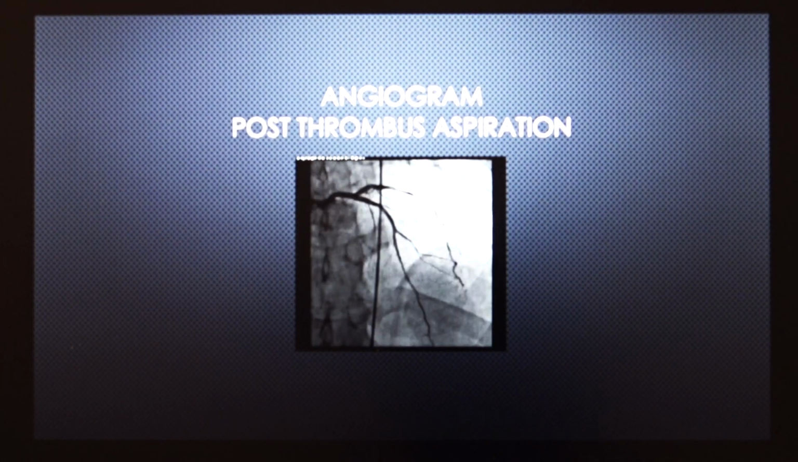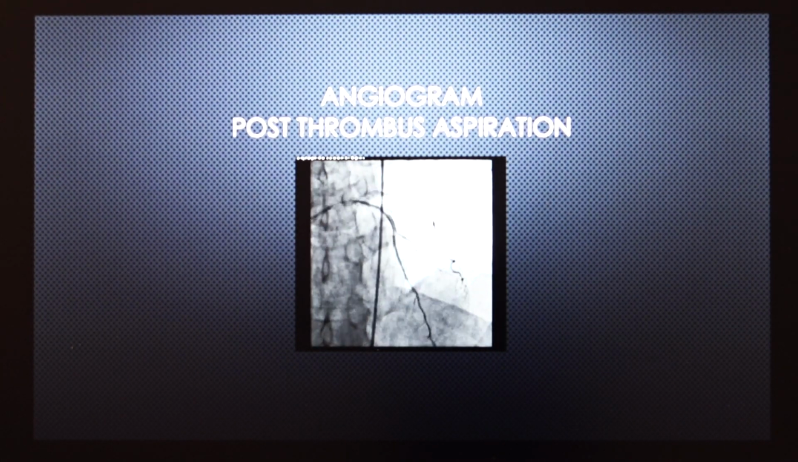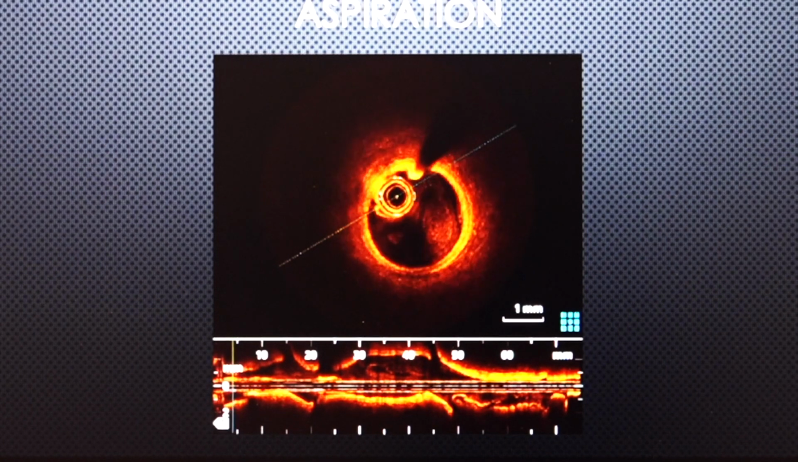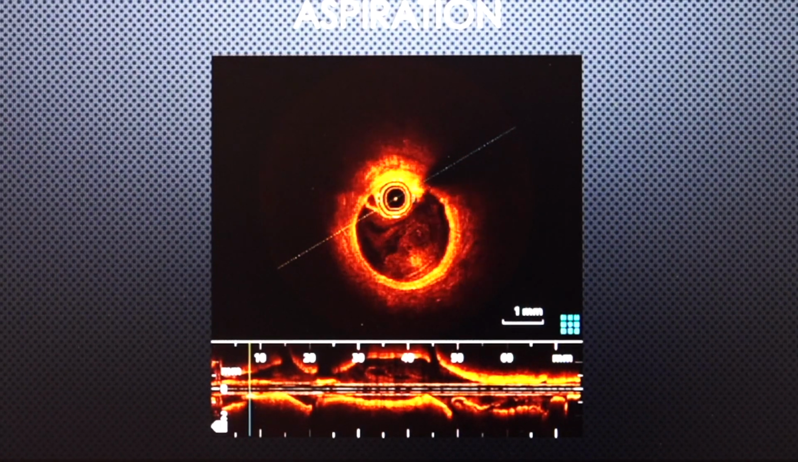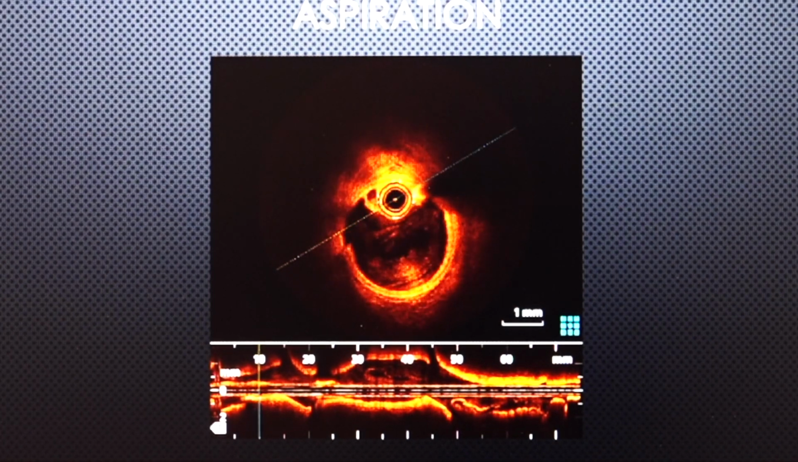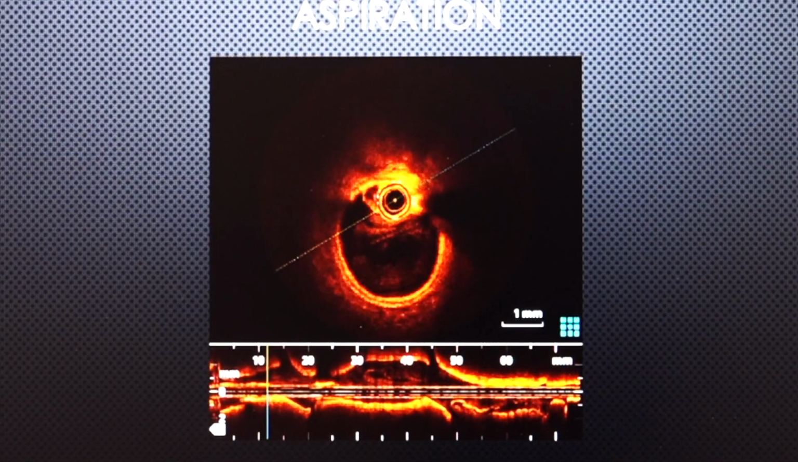That's most likely a thromboembolic event. Should we put a stent or not? And we decided to do OCT. And as you see, very interestingly, there was no plaque at all in the left anterior descending. And actually, there was not even any evidence of plaque rupture after the aspiration.